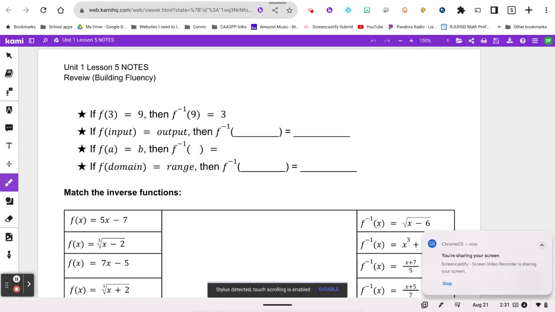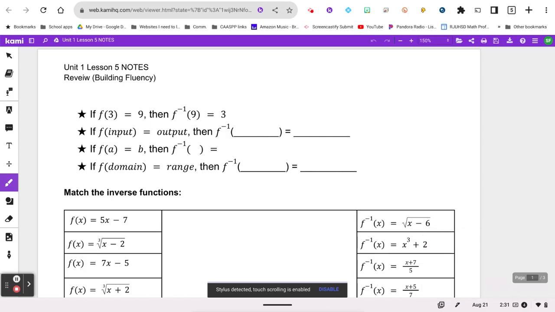All right, so we're going to be working on Unit 1, Lesson 5 notes. This is the review. We're just going to be building our fluency, practicing everything we've done for this whole unit.